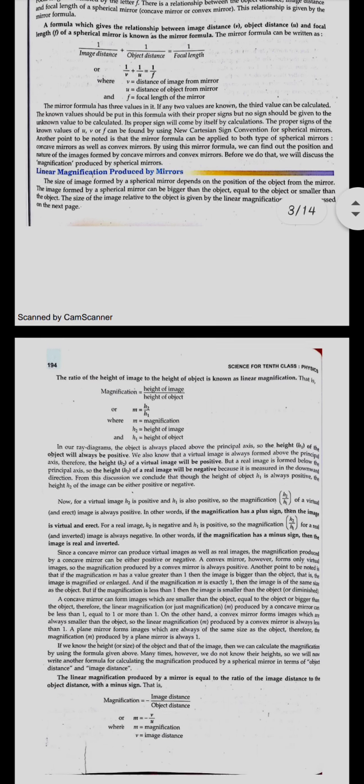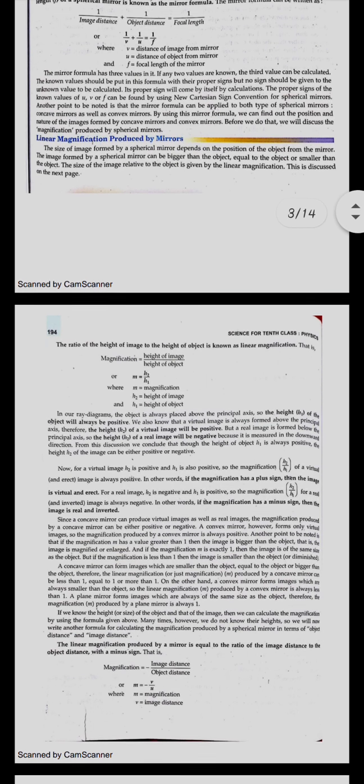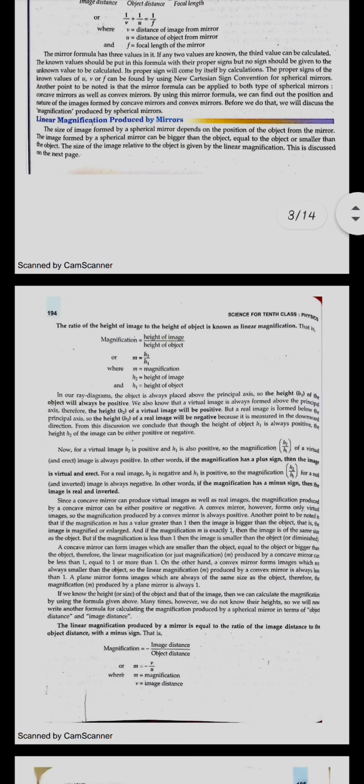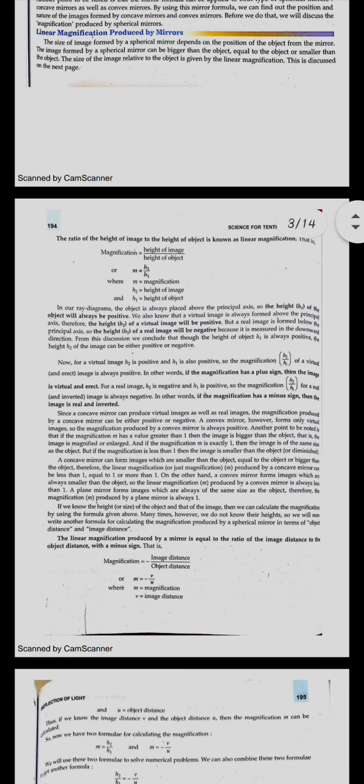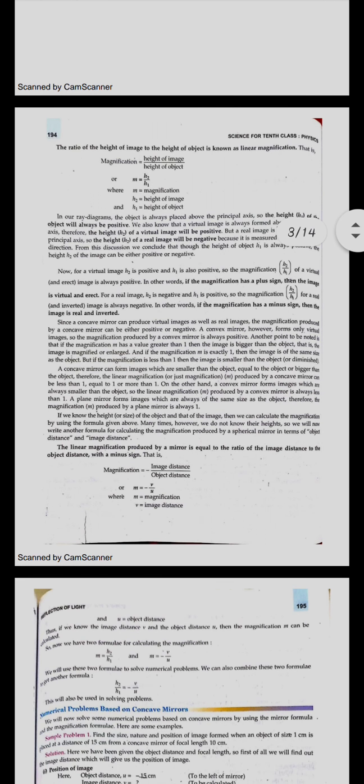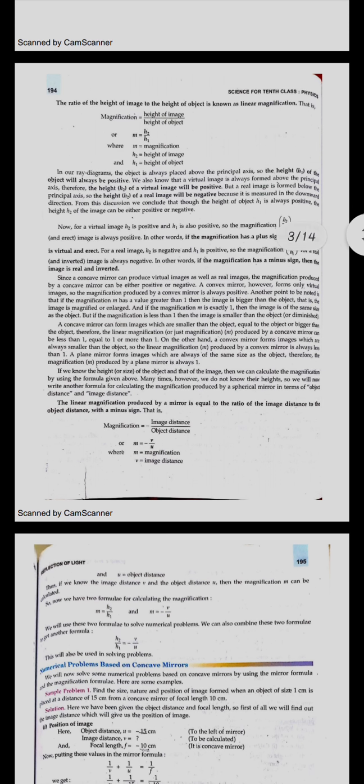And after that, we have seen the relation of the magnification also. What does magnification mean? It tells how the image size became smaller, or equal to, or bigger than the size of the object. The size of the image formed by the spherical mirror depends on the position of the object. So this is what linear magnification means, that we are finding the size of the image with respect to the size of the object.